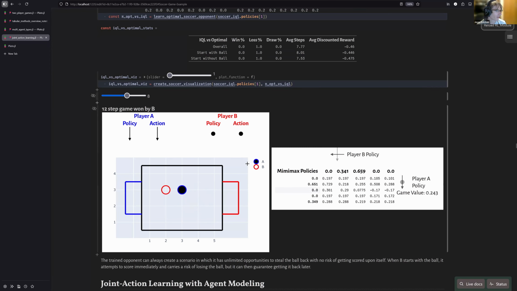If we compare it to the minimax policy, right, A, instead of always moving down, the difference in the minimax policy is A does move down with this probability, but there's also a probability of A staying still. And that creates a situation where B can't guarantee this scenario where it can just repeat the stealing opportunity over and over again. So it can't exploit it as well.